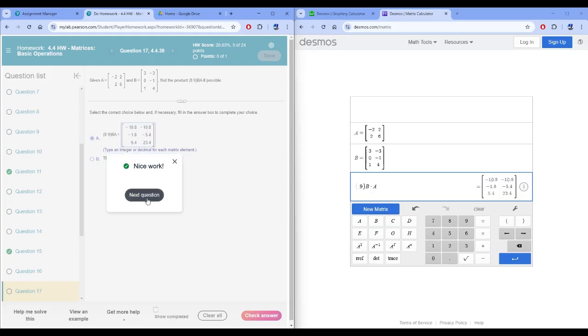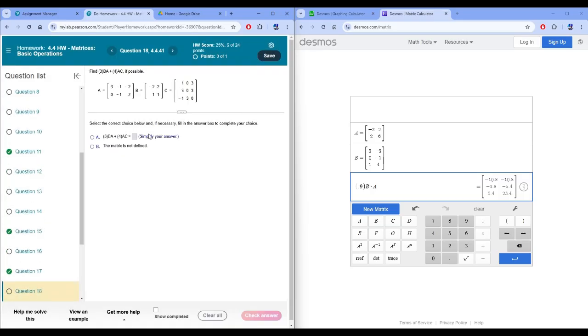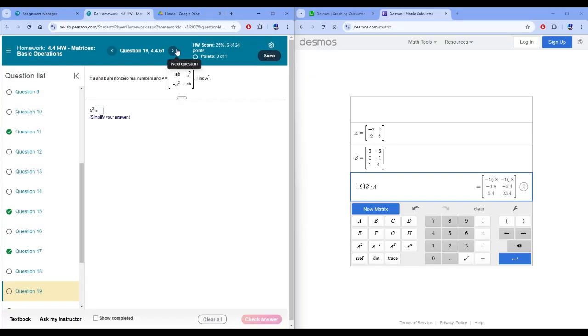Come on, like, this is light work. Literally the same exact thing. Oh, if A and B are non-zeros, and A equals that. Oh, dang. Here we have to actually do it by hand.